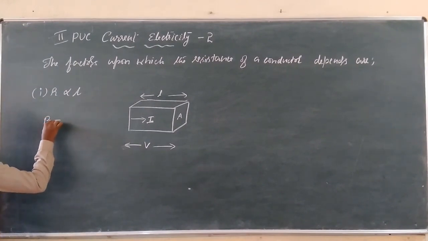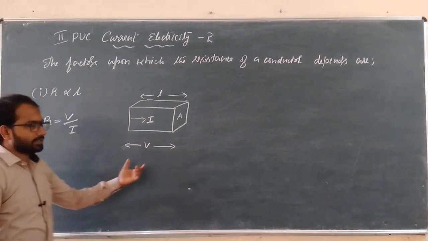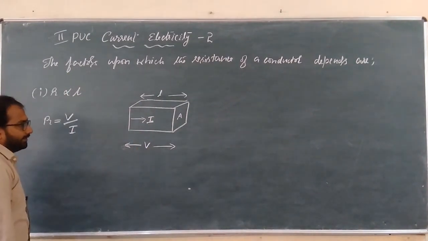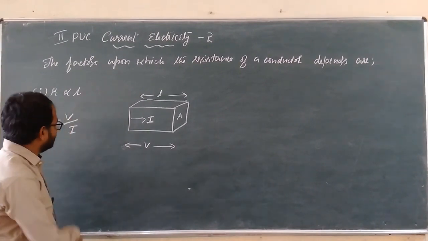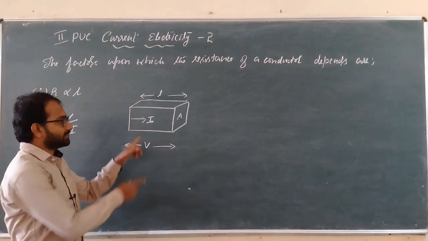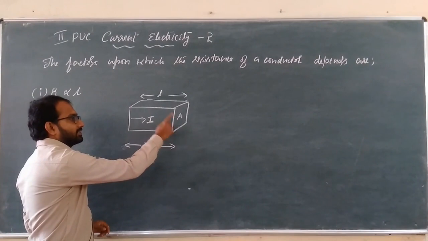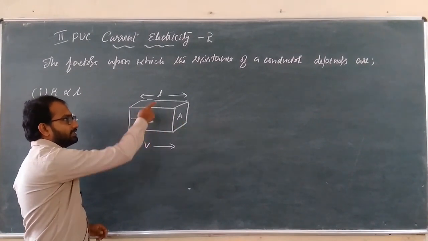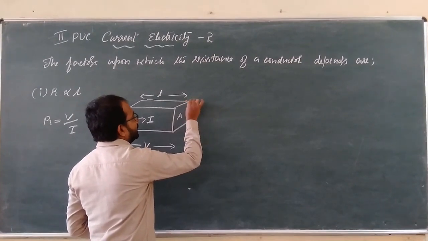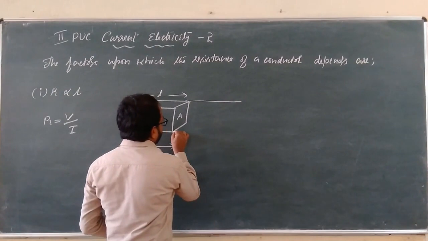Therefore, R is equal to, according to Ohm's law, the ratio of potential difference applied across the ends of the conductor to the current flowing through it. So therefore, V by I. Now if I consider another identical conductor, meaning the conductor is of the same material, and area of cross section is A only, length is L only. Consider another identical conductor which is joined in series with this particular conductor, the first conductor.